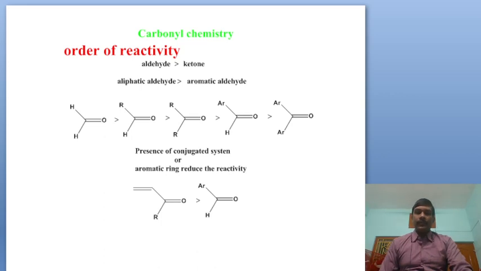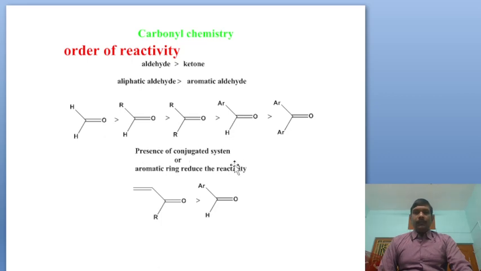Order of reactivity. Aldehydes always have more reactivity than ketonic compounds, aliphatic aldehydes have higher reactivity than aromatic aldehydes, and aliphatic ketones have higher reactivity than aromatic ketones. This is the order. First is formaldehyde, which is highly reactive. Then on addition of R group and Ar group, the order is given here. It is the decreasing order of reactivity.